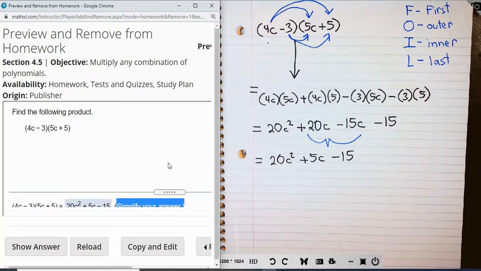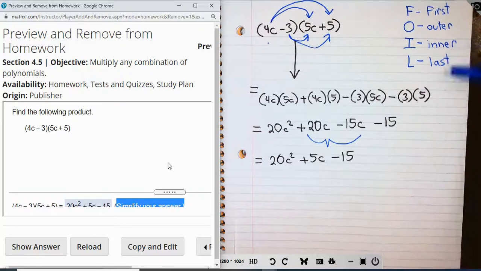We've multiplied those two binomials and we've used our FOIL process. All right, so there we go. Those are examples of the questions that will be on the final exam that come from Chapter 4 of the textbook.